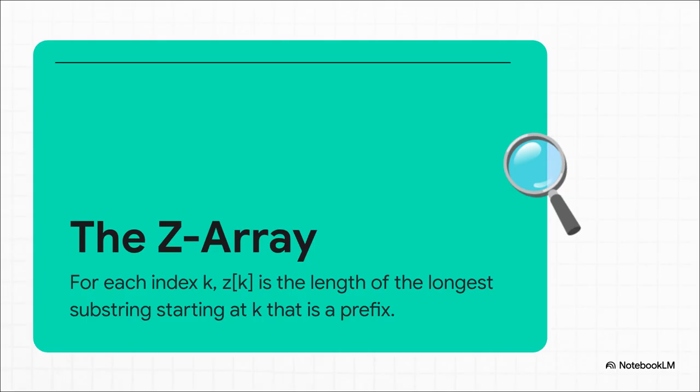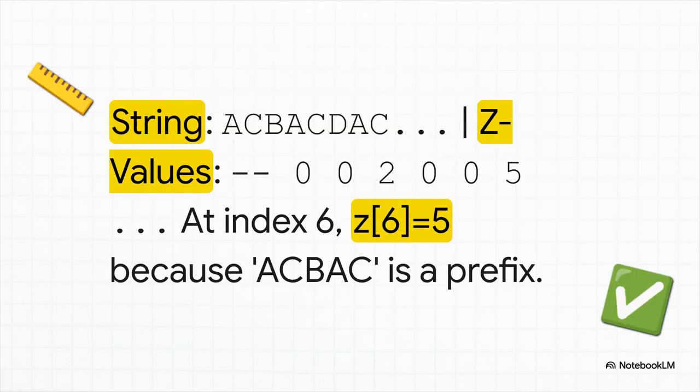The entire heart of this algorithm is something called the Z array, and what it stores is actually pretty simple. For every index k in our string, the value Z[k] tells us one thing. How long is the substring starting right here at k that also happens to be a perfect match for the beginning, the prefix of the whole string? It's like a prefix matching ruler we slide along the string. Let's watch it get built.